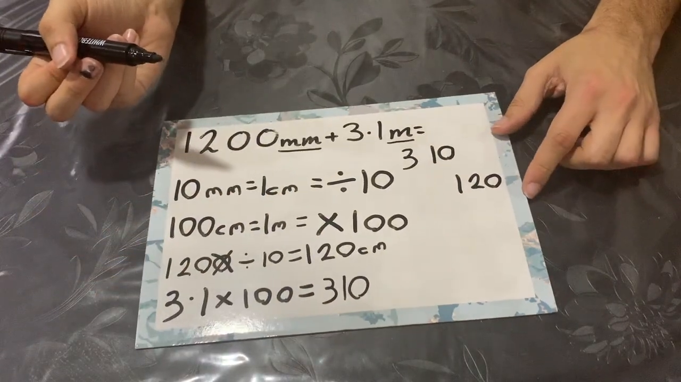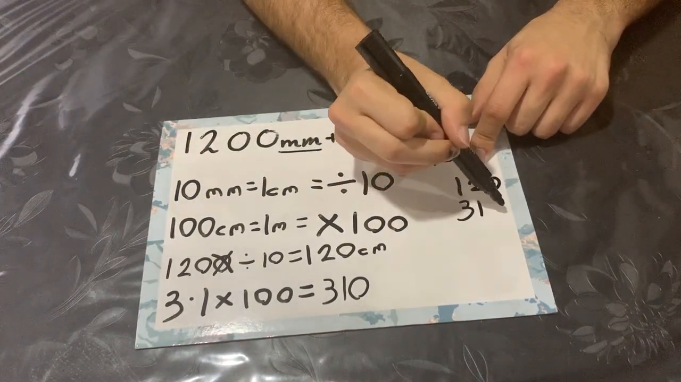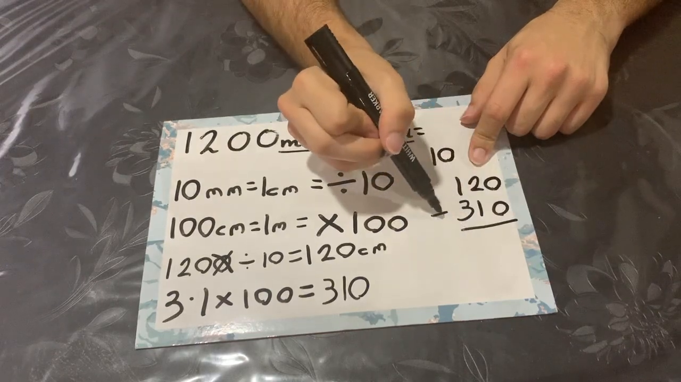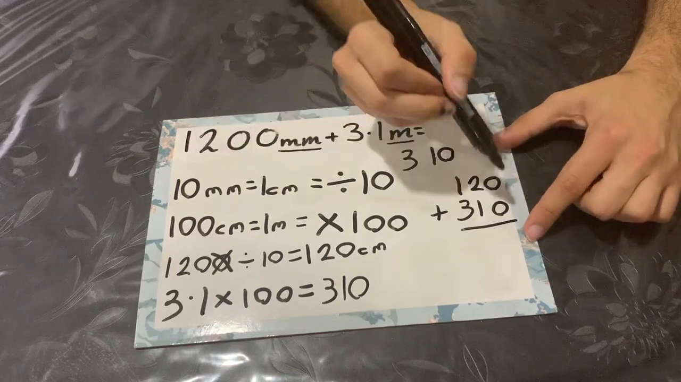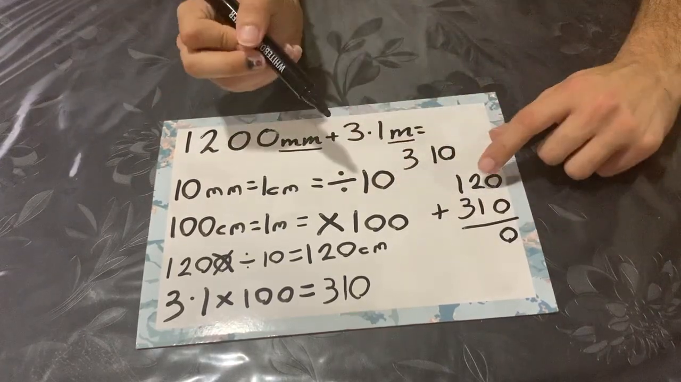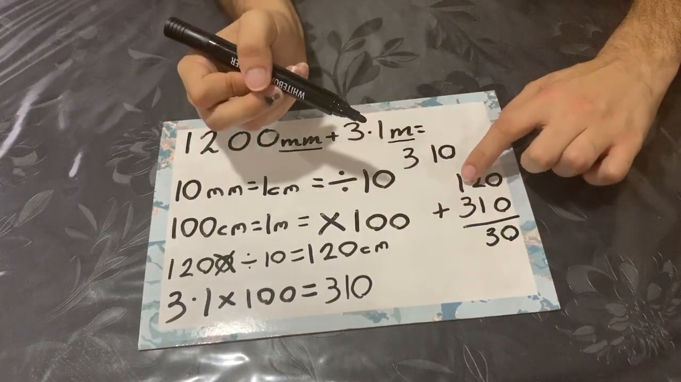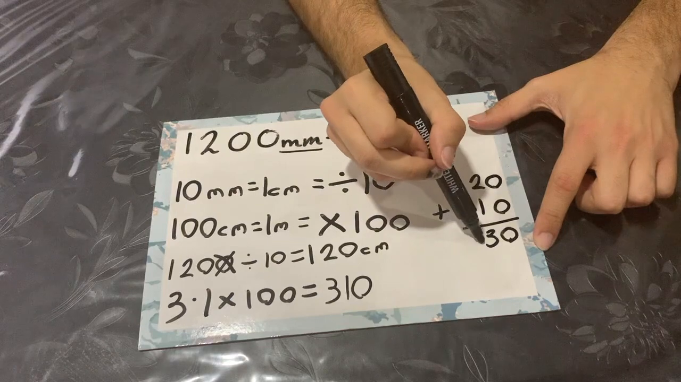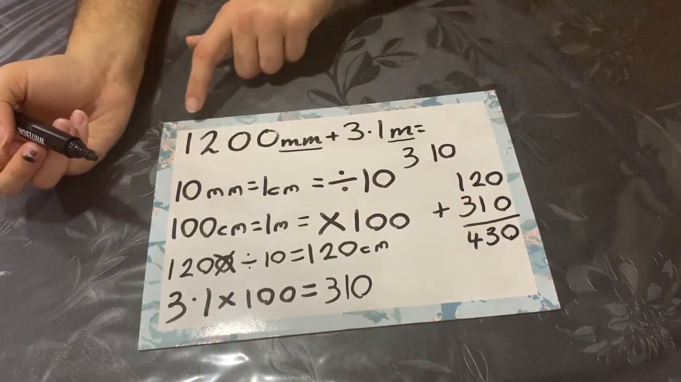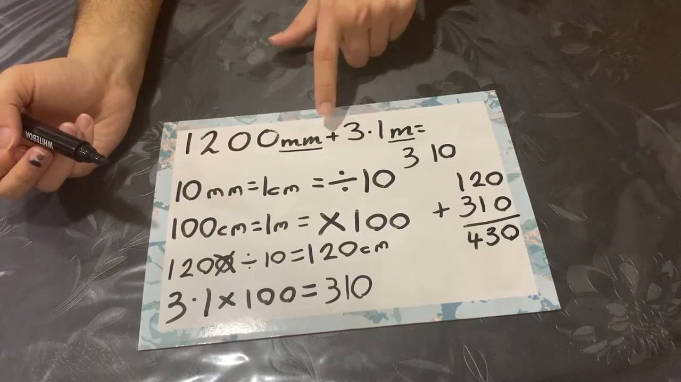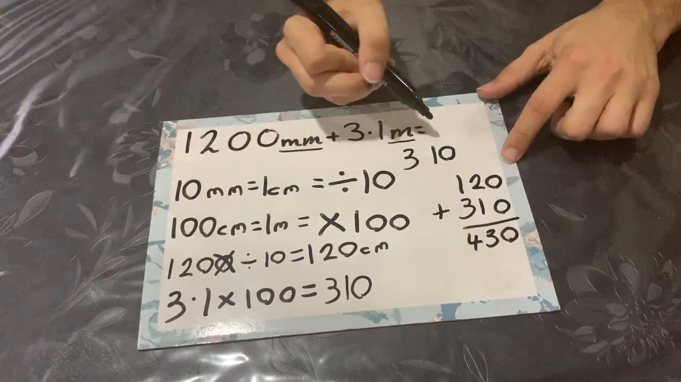So now if I add it to my column addition, I can put it underneath, 310, and I can add it up. So I always add my ones first. I've got 0 add 0, which makes another 0. 2 plus 1, which makes 3. And 1 plus 3, which makes 4. So my answer over here, 1,200 millimeters plus 3.1 meters is 430 centimeters.